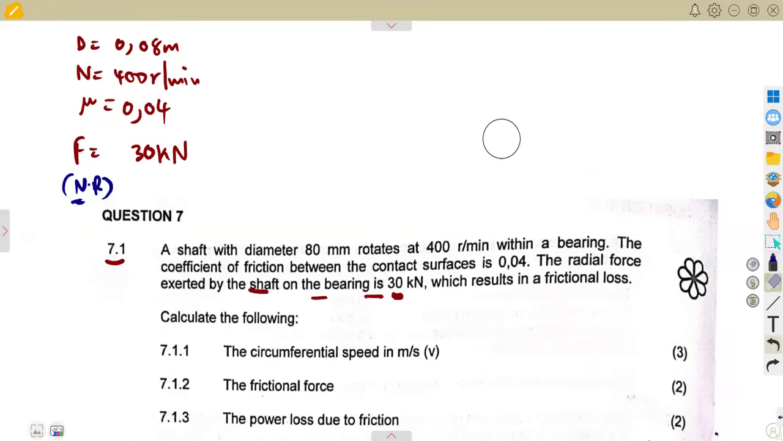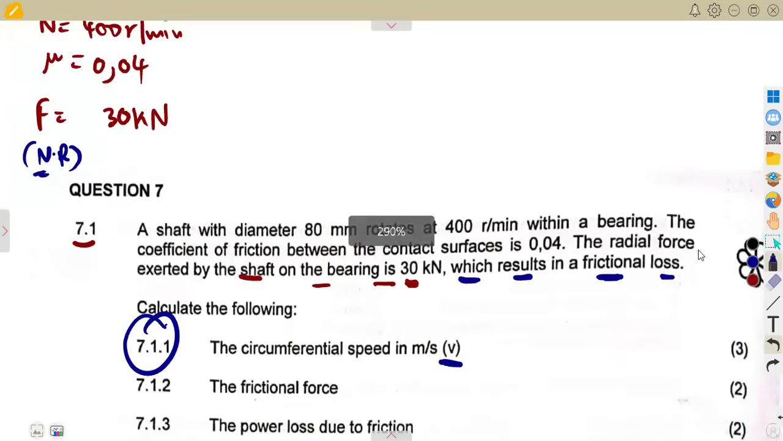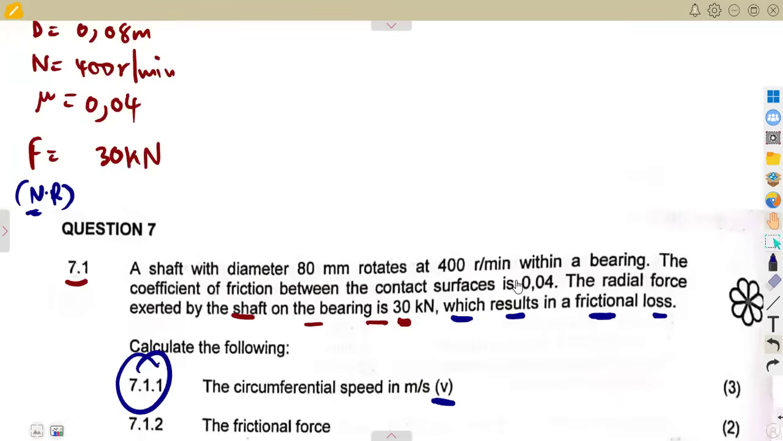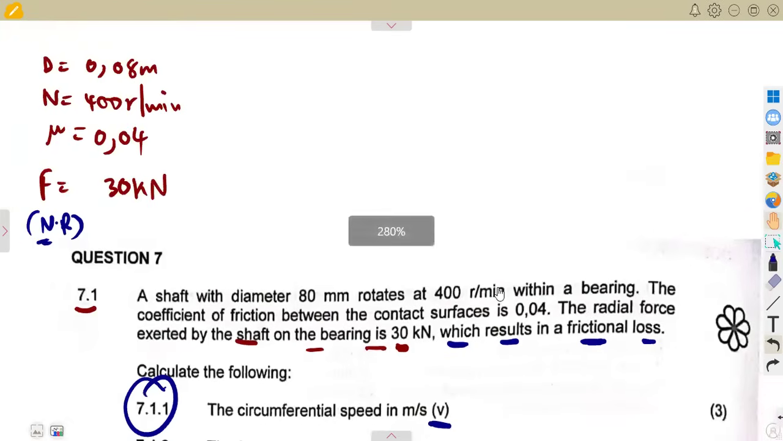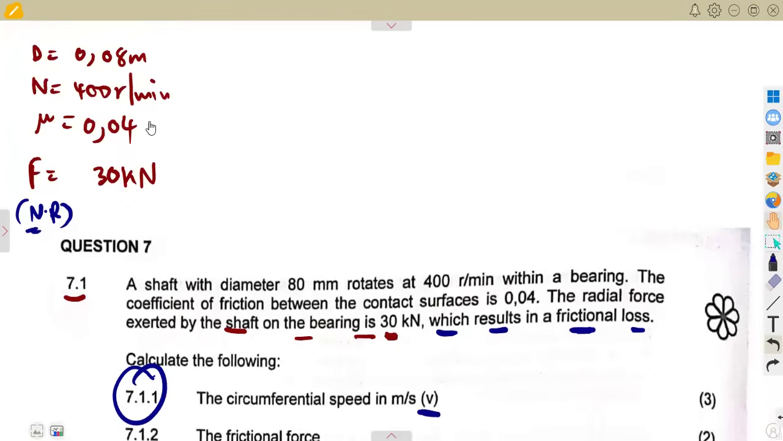All right, so there we are given which results in a frictional loss. So because of this, there was a frictional loss. Calculate the following: the circumferential speed in meters per second, which is V. So that is the velocity, the speed in meters per second. So they want us to calculate V. Guys, we've got N, speed in revolutions per minute, and the diameter. How do we calculate V?